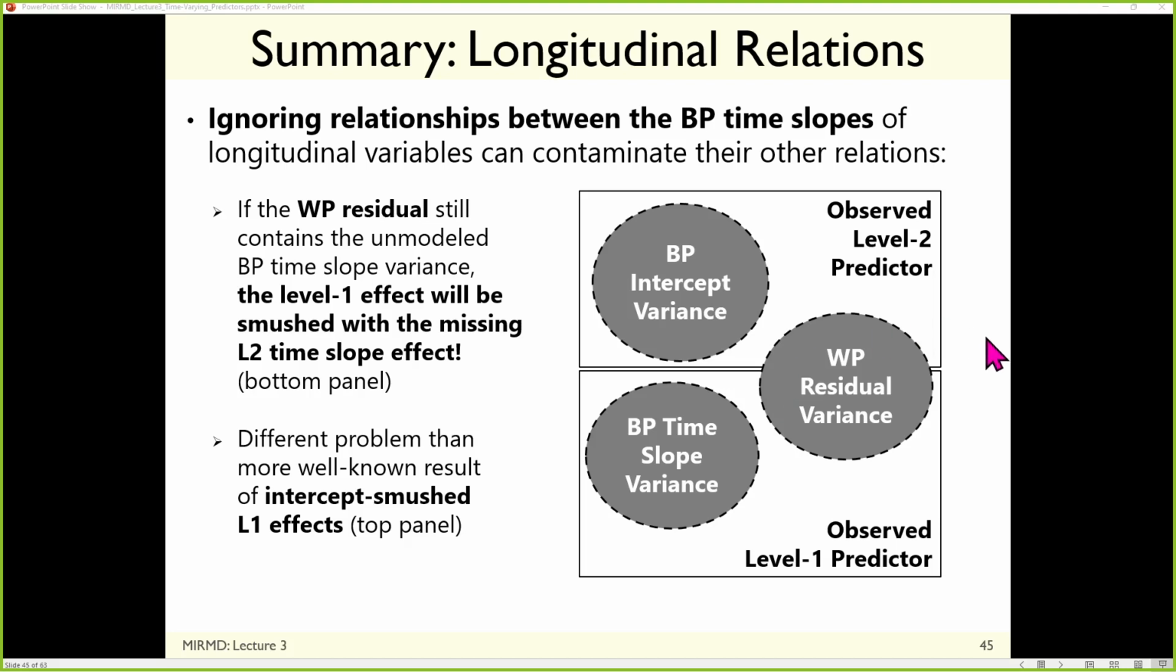So then trying to put it together, the problem is that when we try to do person mean centering, we're trying to carve up one variable into between and within, but the time slope variance is still buried in the residual part, and we need to pull that out as a separate component. Otherwise, it's not going to be correct in terms of the relationships between the variables.